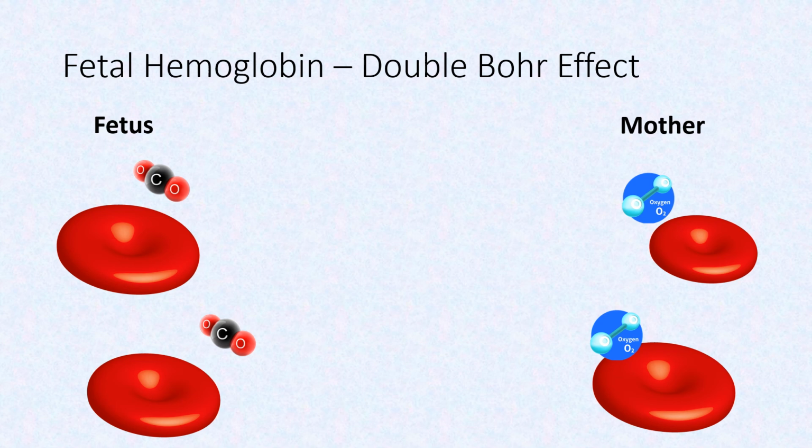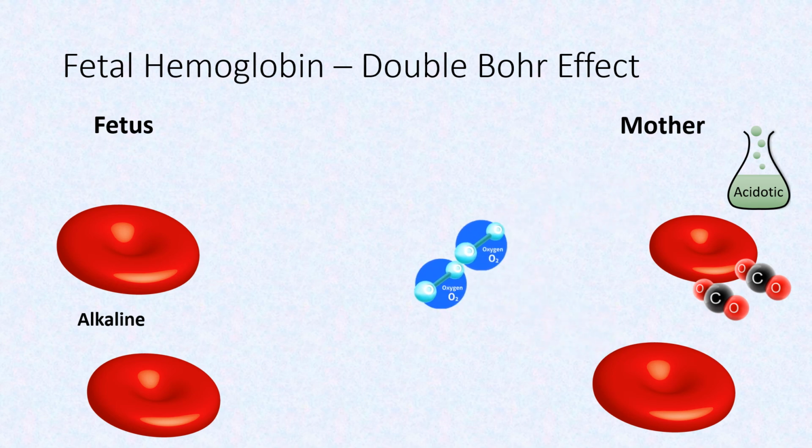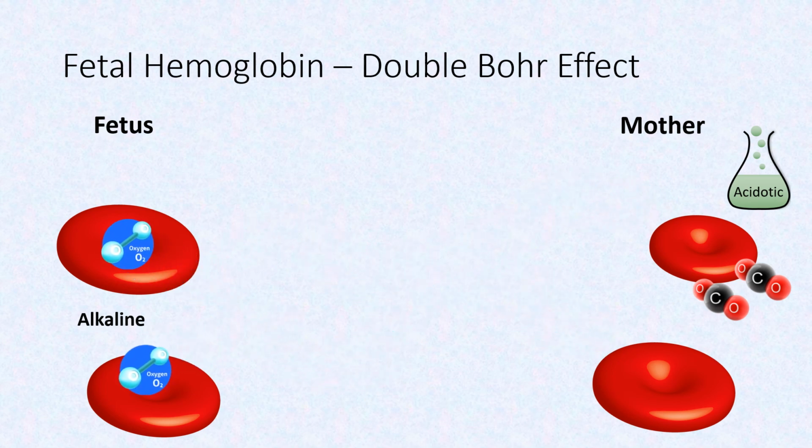On the mother's side, as more carbon dioxide is diffused from the fetus, it makes the blood slightly more acidic. This will shift the curve towards the right, which causes more oxygen to be released from the hemoglobin. On the fetus's side, as the carbon dioxide concentration decreases, it makes the blood slightly more alkaline, shifting the curve left, facilitating oxygen uptake by the hemoglobin.